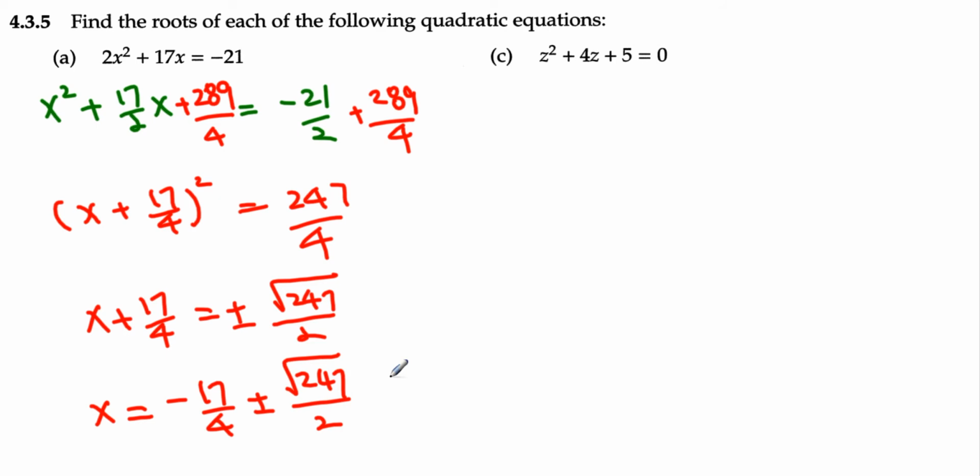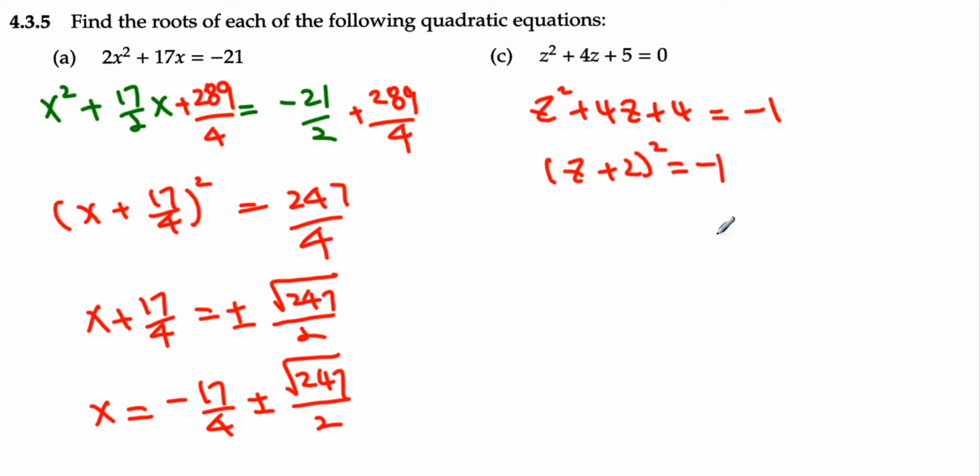How about the next question here? When I subtract 1, then I get z squared plus 4z plus 4 equals negative 1. See, I could have subtracted 5 and then add 4 to it, or if you see the number rather nice, then you can just go to the number right away. Here we get z plus 2 squared is equal to negative 1.